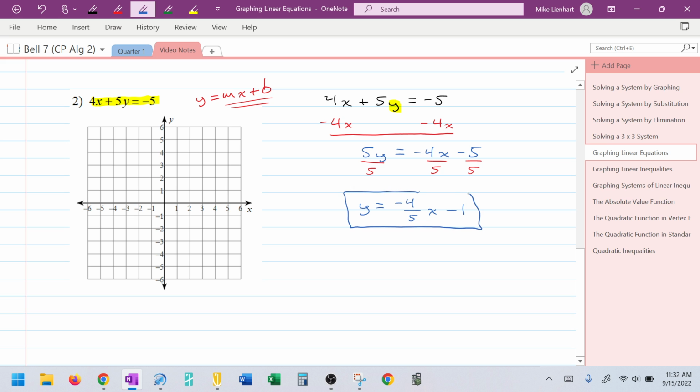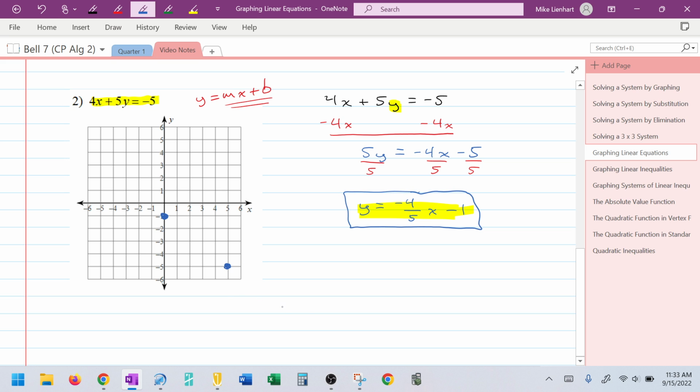This is the exact same equation as what we started with. This is exactly the same as what else I have highlighted there. It's just written in a different form. To graph this line, I plot -1 for the y-intercept. The slope here says go down 4, 1, 2, 3, 4, and 5 to the right, 1, 2, 3, 4, 5, creating a point there.